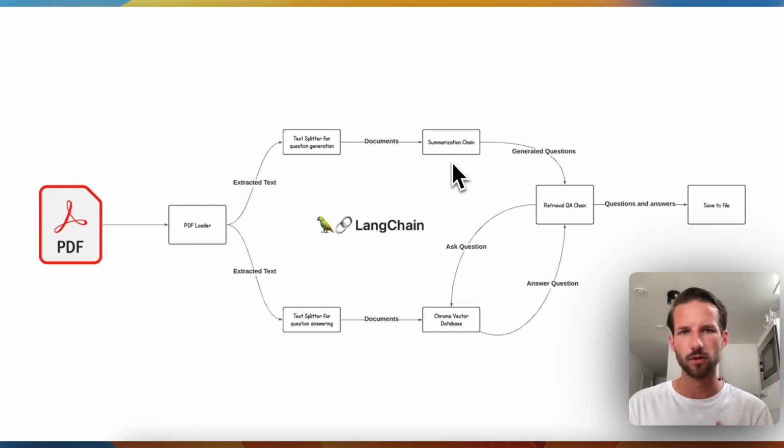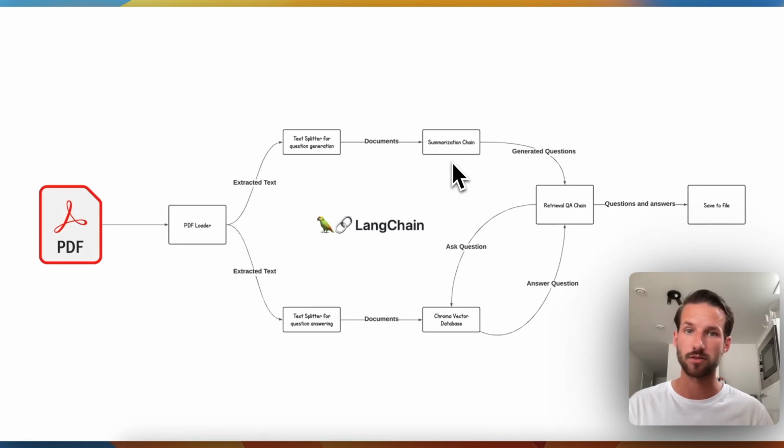A retrieval question answer chain uses three components. One, a question. Two, a large language model. And the third part is a vector database. A vector database is just a storage of vectors, and in our case, it is word embeddings, which are just numerical representations of text.